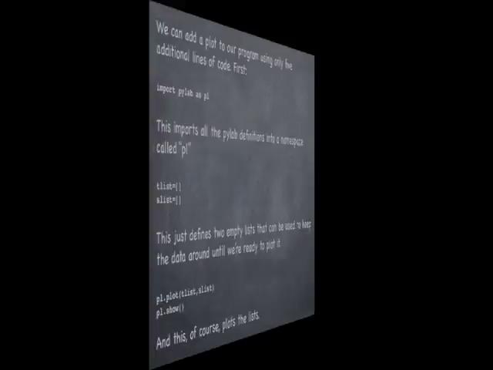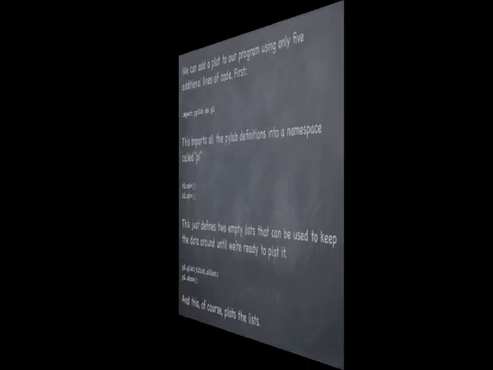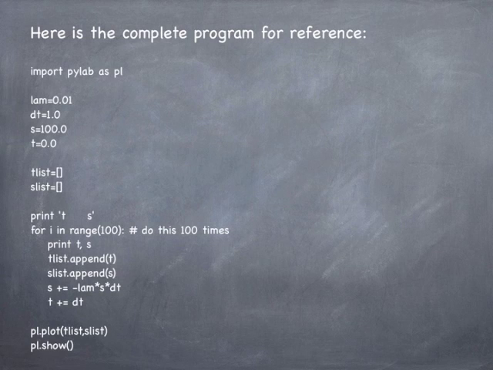Here's the code that actually does it. You'll notice in the loop we're also adding the time and s to these lists using the append method of the list to collect those values of s and t. But that's basically it. It's the same program. It works the same way. It's just that now we're going to plot the results. If you run the program, you get this.